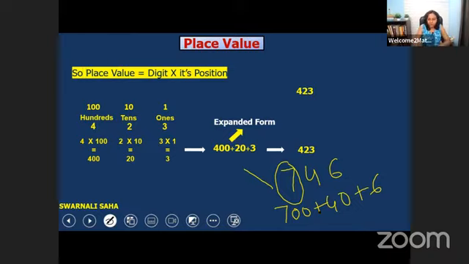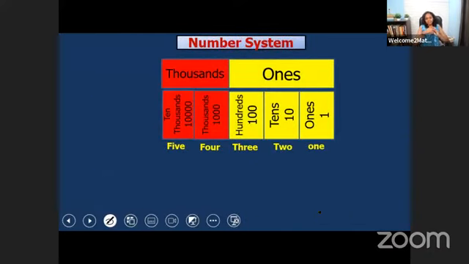So now let's move on. Let's learn some more things, okay? Number system. As you learned about number system, you are in class 3, so you learned up to 3-digit or 4-digit numbers. So let's take a number. I will show you how to write a 5-digit number in place value chart.